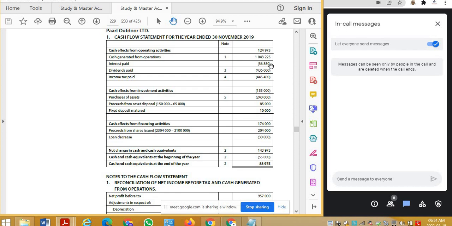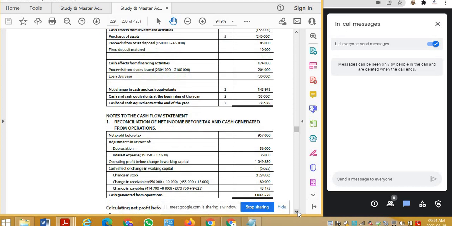Unlike depreciation, there's a different reasoning for adding that back, right? The depreciation is being added back because it's got nothing to do with cash. The interest paid is being added back because it needs to be shown separately. Okay. And we will move on. We don't have a lot of time.